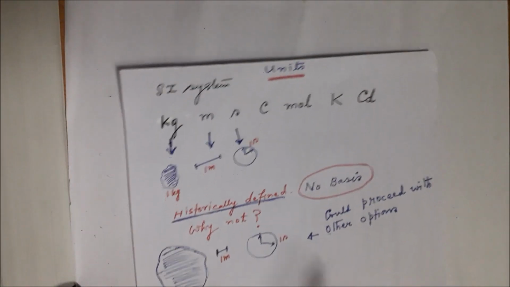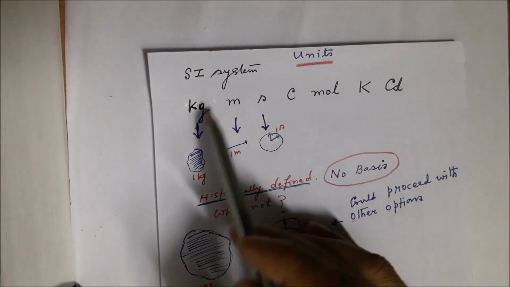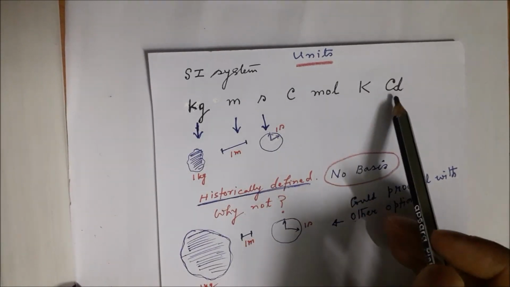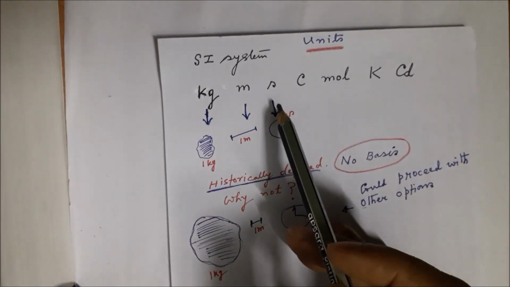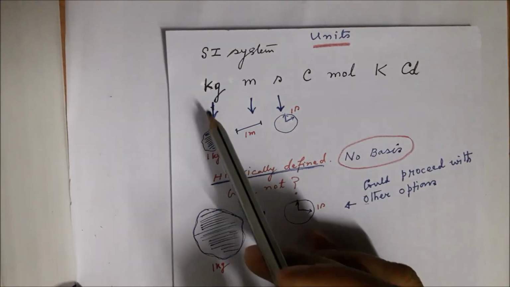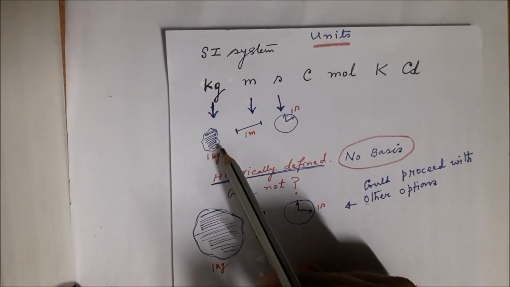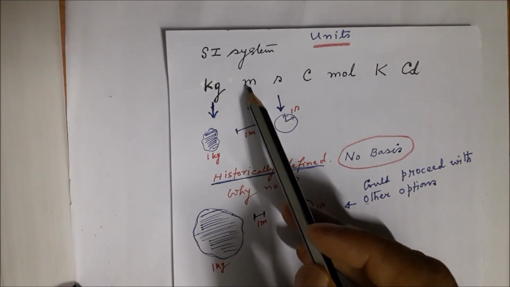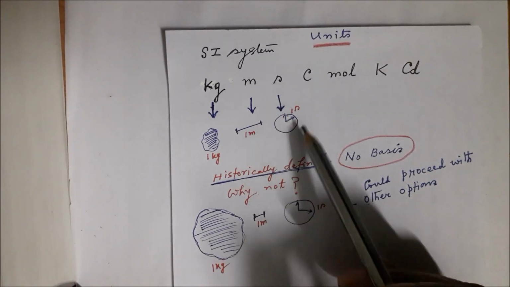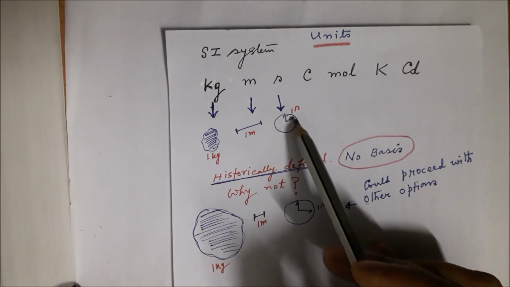Let us now briefly mention about SI units. There are 7 SI units starting with kilogram, meter, second, and so on. Now, what is the definition of a kilogram? Kilogram represents some amount of mass. Meter represents a certain length. Second similarly represents a certain amount of elapsed time.